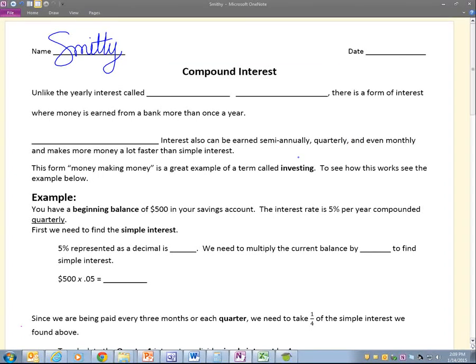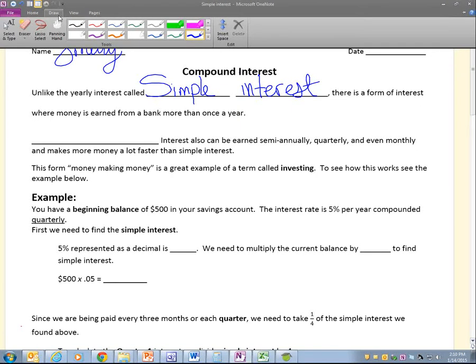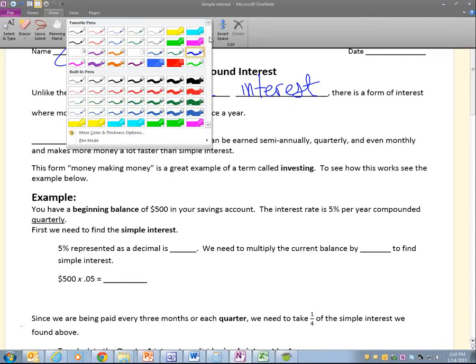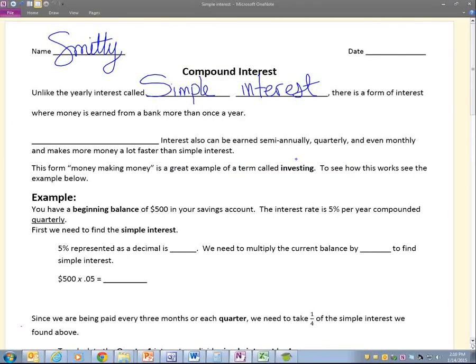Okay. Unlike yearly interest, called simple interest. I need to make that thicker. Simple interest. There's a form of interest for money that's earned from the bank more than once a year. This kind of interest is also earned semi-annually, quarterly, and even monthly, and makes more money a lot faster than simple interest. What's this interest called? Compound interest. Beautiful. Compound interest.